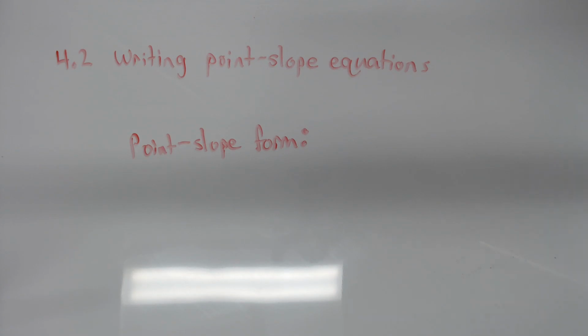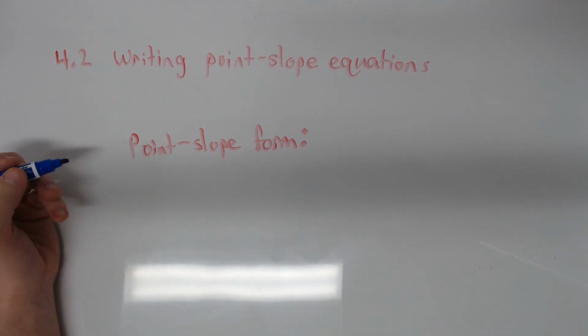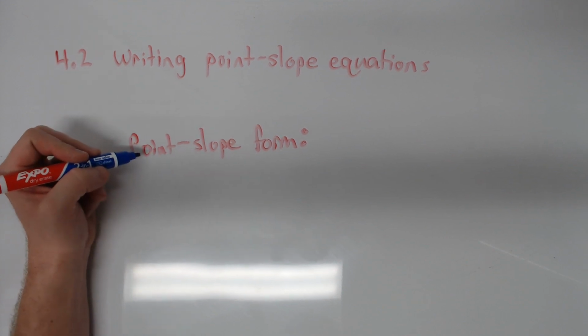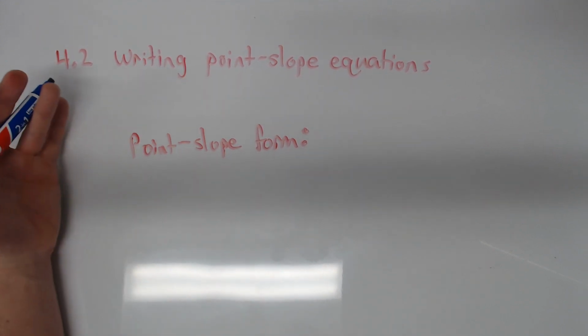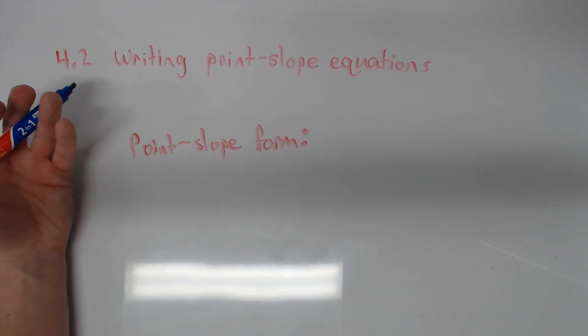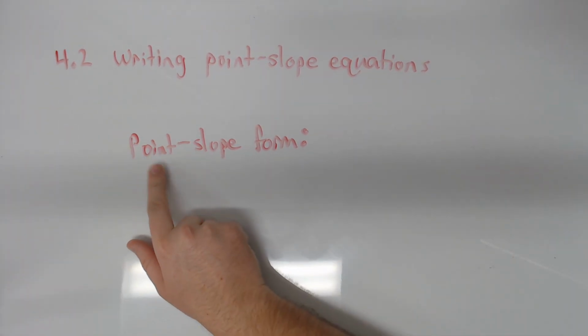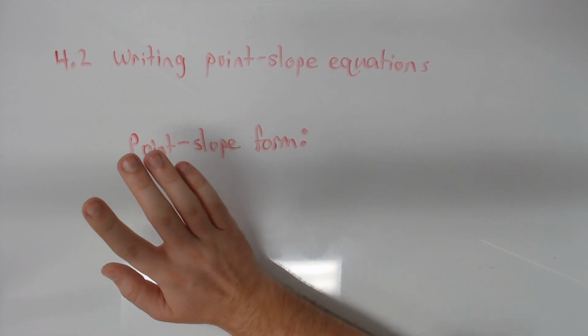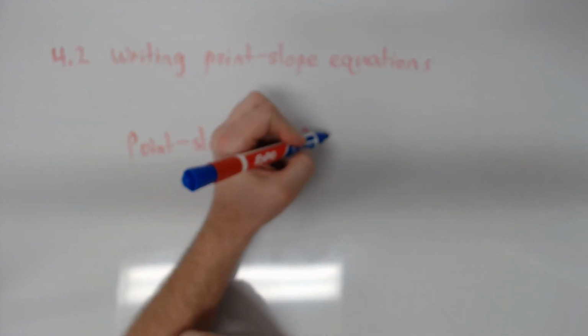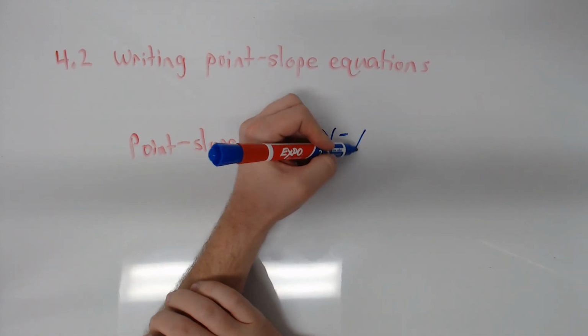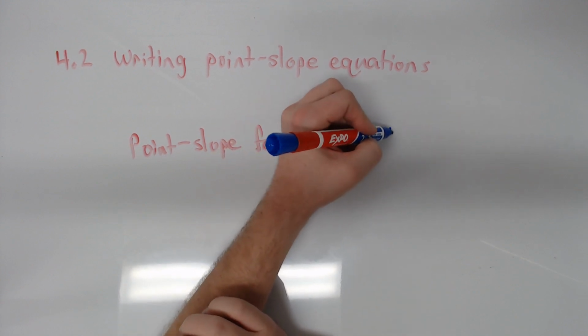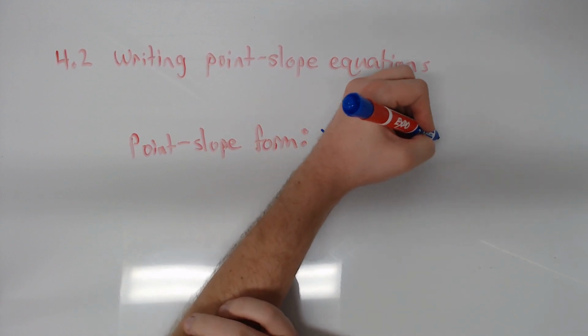Lesson 4.2 is very similar to 4.1 and ties in a lot. 4.2 focuses on a new form called point slope. If you remember from slope-intercept, it needed the slope and the y-intercept. So this one's a little bit more generic because the y-intercept is a specific point. This one just needs any old point. So this one looks like y minus y1 equals m(x minus x1).